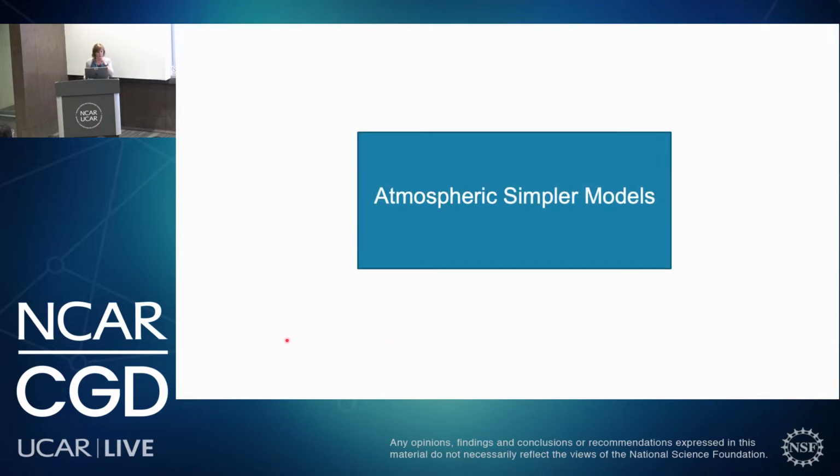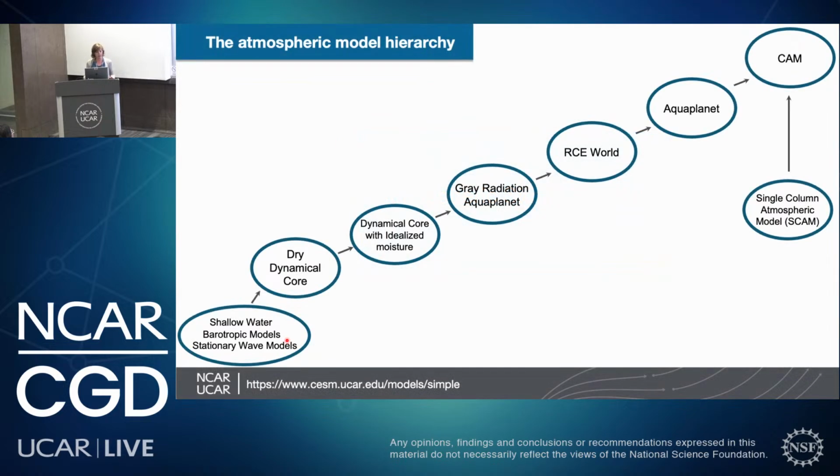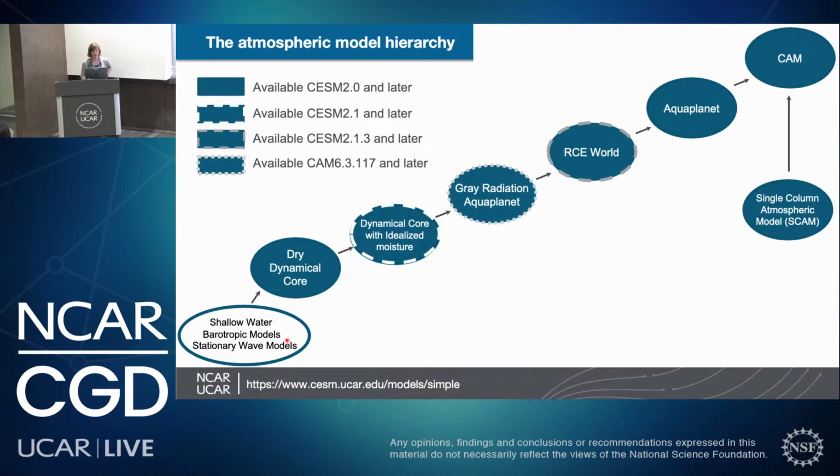So I'll start by going through the atmospheric simpler models that we have available. This is a depiction of the atmospheric model hierarchy, and this is where we're at in terms of availability. All of the ones in the turquoise color are available. They're not all available in CESM 2.0, but they're available in various releases of CESM. The ones on the bottom left here, we don't have. These are ones where you're really changing the equations of motion that you're solving, and we haven't produced those.